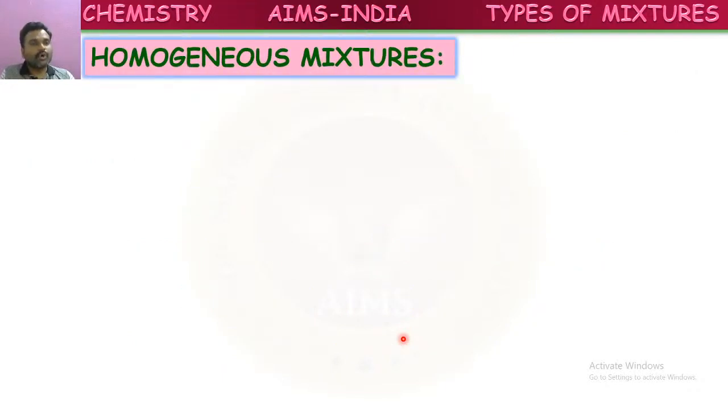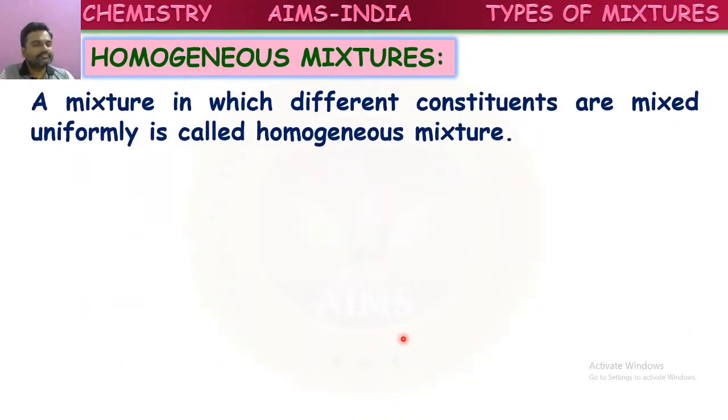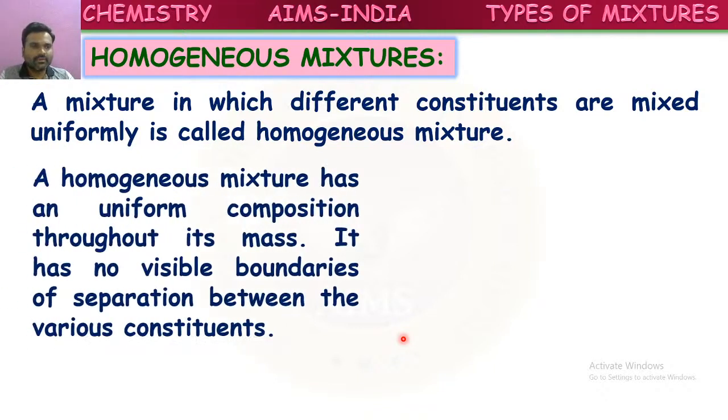First, let us talk about homogeneous mixtures. A mixture in which different constituents are mixed uniformly is called a homogeneous mixture. Meaning, if you observe a mixture in which the components are uniformly mixed, then that mixture is called a homogeneous mixture. A homogeneous mixture has a uniform composition throughout its mass. It has no visible boundaries of separation between the various constituents.